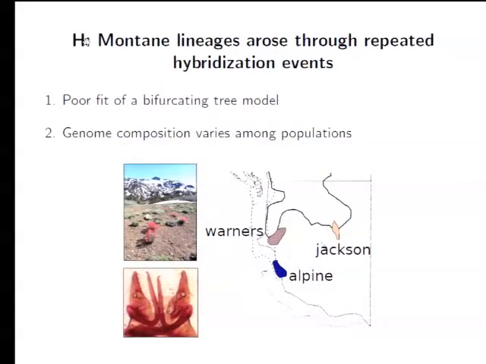So let's think about the first hypothesis, that montane lineages arose through repeated hybridization events. These Warner's, Alpine, and Jackson Lycaeides are the product of repeated hybridization events. Two predictions one can make that would support this hypothesis are, first, that the overall relationships among these taxa would not fit well to a strictly bifurcating tree. And second, that if this has happened multiple times, the genomic makeup of these different lineages should be different. Their genome composition should vary if these are multiple or repeated origins. So let's look at those predictions.